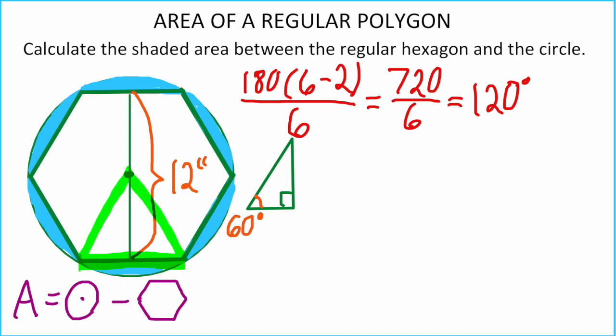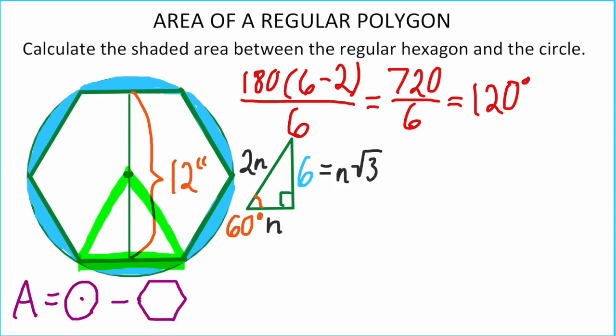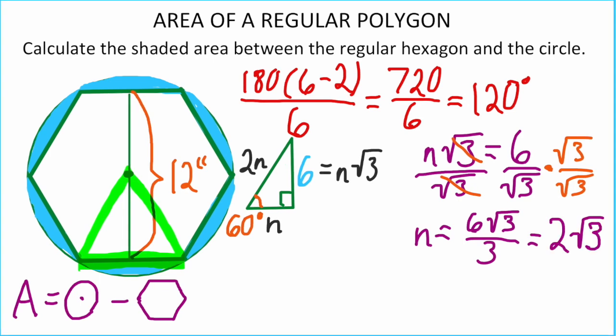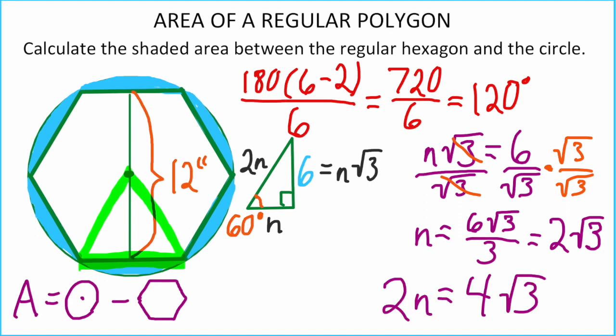And notice the 12 this time is like the height of the hexagon. So if the whole thing's 12, that long leg is 6. And now if we put in our pattern for 30, 60, 90, 6 is equal to n radical 3. So let's go ahead and solve this and find out what n is. Divide by radical 3 and simplify it out. We get 2 radical 3 for the short leg. That means our hypotenuse would be double that. It would be 4 radical 3.